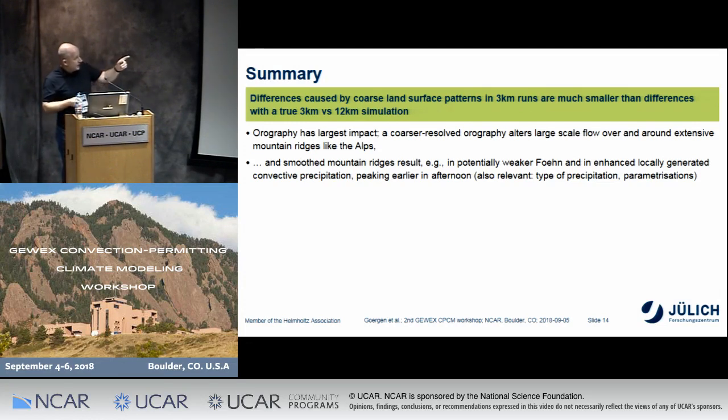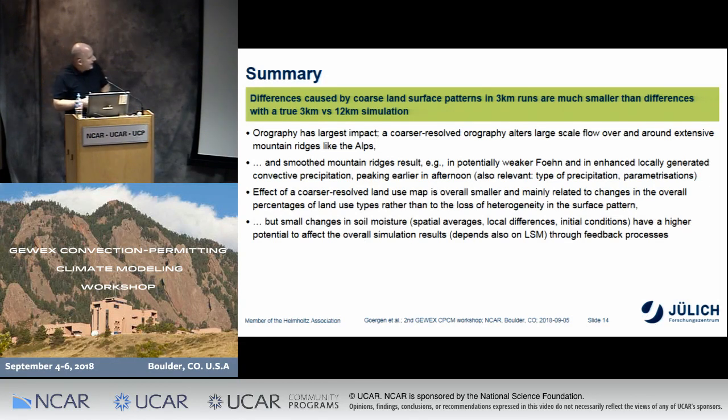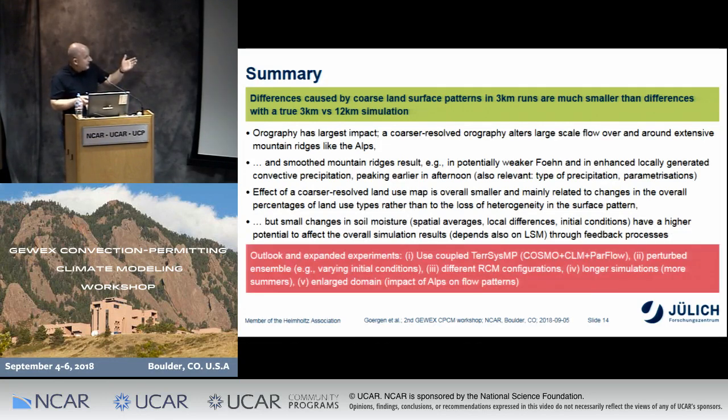Speaking earlier in the afternoon, I know there are other studies, and Andreas, I think you at some point showed that you have different results over the mountain ridge when you compare coarse resolution with high resolution, but the other studies look at different types of precipitation, winter versus summer. So also model parameterization plays a role here. And then the effect of coarser resolved land use map is overall smaller and mainly related to changes in the overall percentages. So you really have to change the fraction. The small change in the pattern really didn't, at least in these runs, lead to a big change. But it then depends certainly also on the LSM.